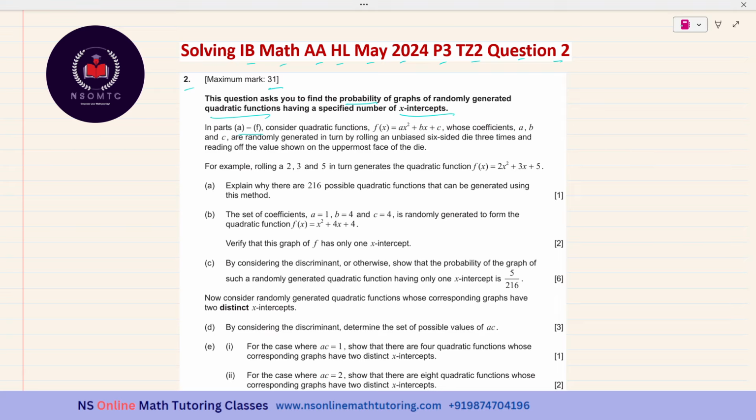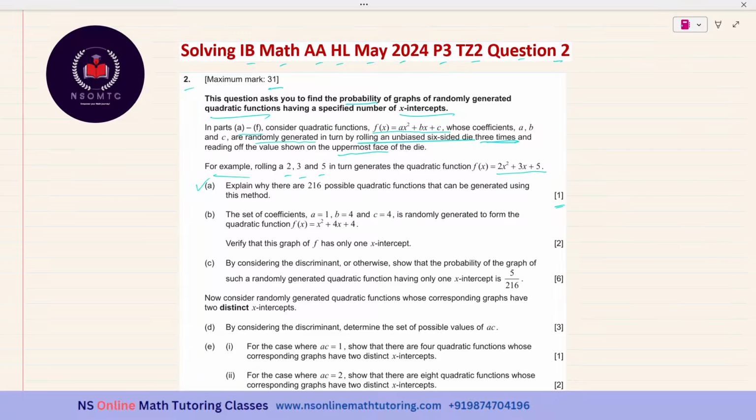consider quadratic functions f of x equal to ax square plus bx plus c, where the coefficients a, b and c are randomly generated in turn by rolling an unbiased six-sided die 3 times and reading off the value shown on the uppermost face of the die. For example, rolling a 2, 3 and 5 in turn generates the quadratic function f of x equal to 2x square plus 3x plus 5. Part A's question is: explain why there are 216 possible quadratic functions that can be generated using this method. This contains just a single mark.